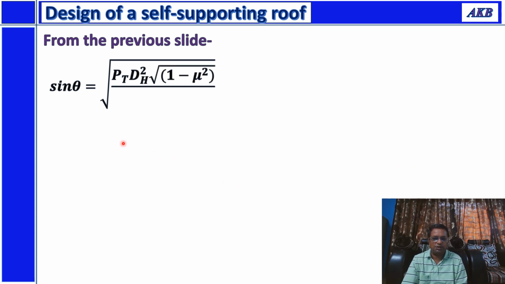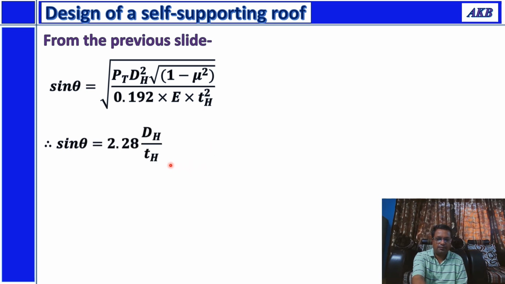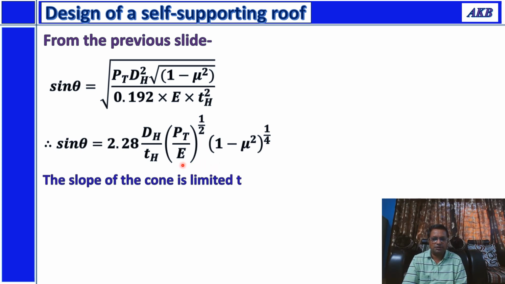I'm rewriting that equation. Sin theta is under root of Pt dH square into square root of 1 minus mu square divided by 0.192 into E into Th square. So we had got this equation last time. So what is the significance of this equation? This equation can be used to calculate theta, and from theta you can calculate the slope.